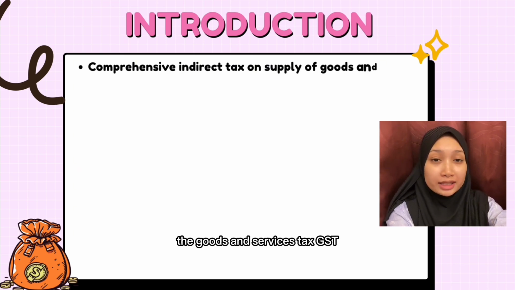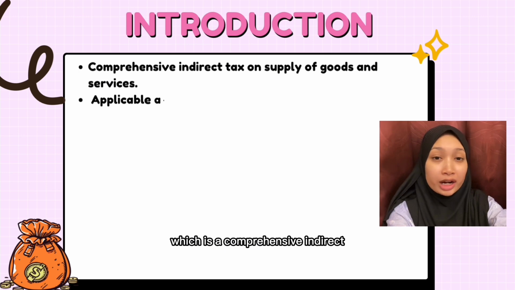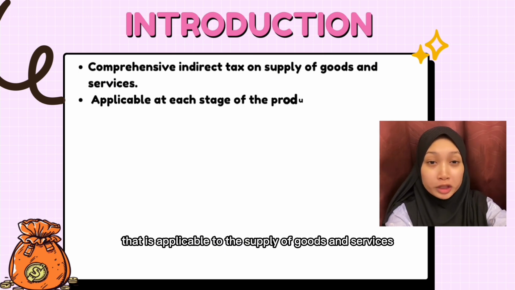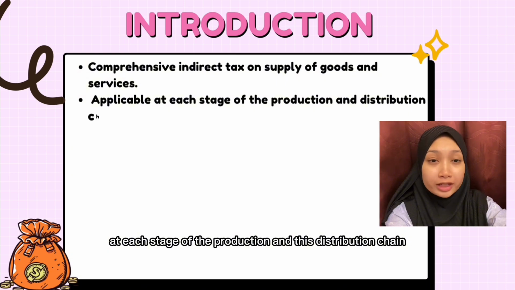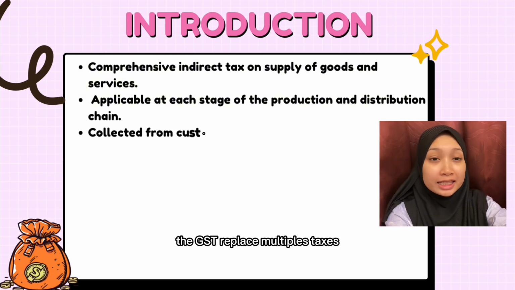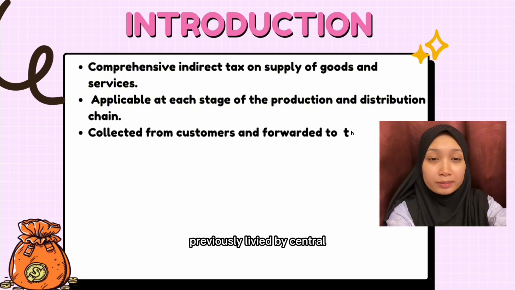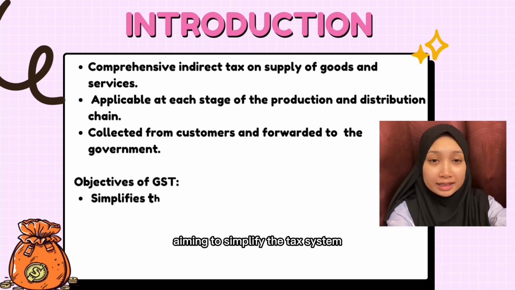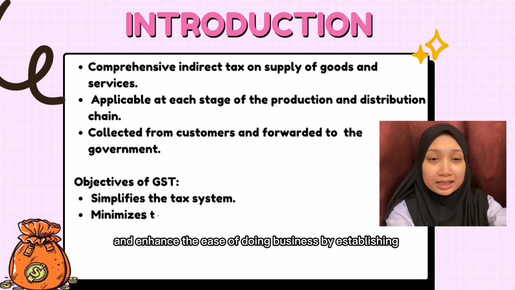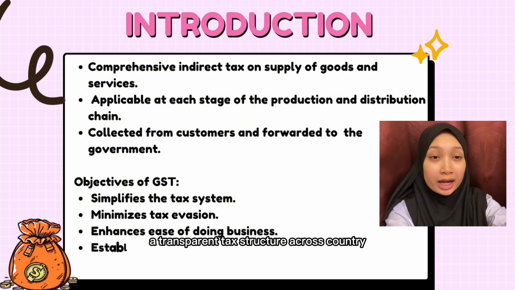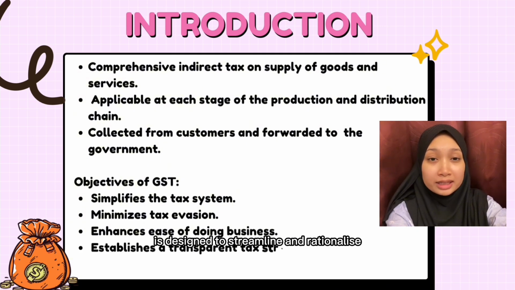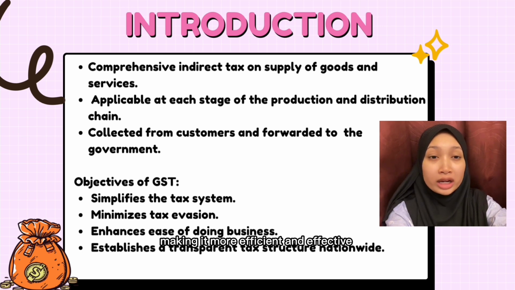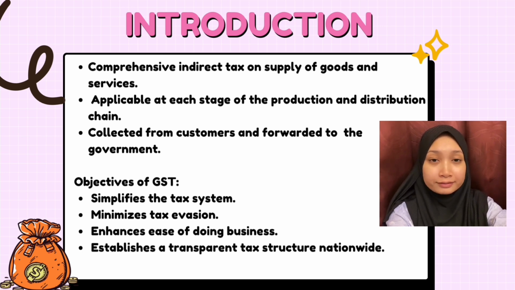The Goods and Services Tax (GST) is a comprehensive indirect tax applicable to the supply of goods and services at each stage of the production and distribution chain. The GST replaces multiple taxes previously levied by central and state governments, aiming to simplify the tax system, minimize tax evasion, and enhance the ease of doing business by establishing a transparent tax structure across the country. This unified tax system is designed to streamline and rationalize indirect taxation, making it more efficient and effective.